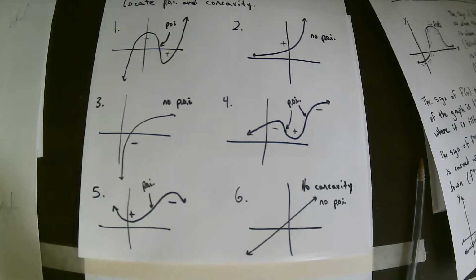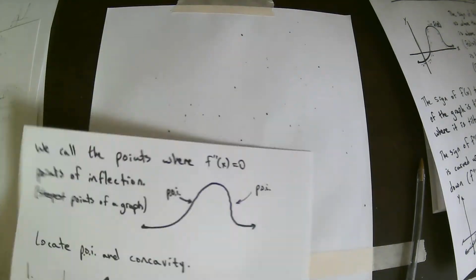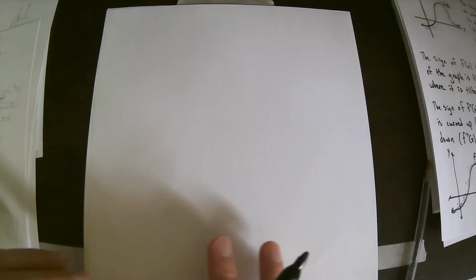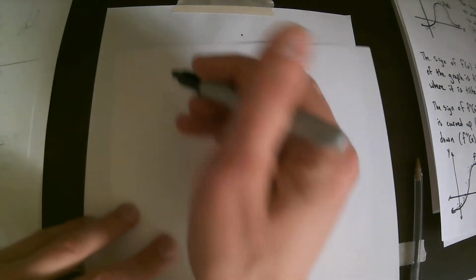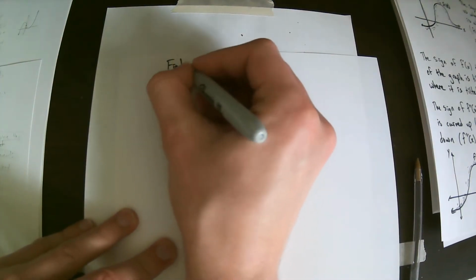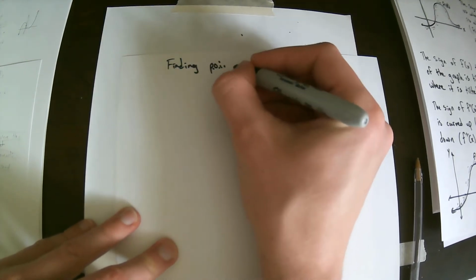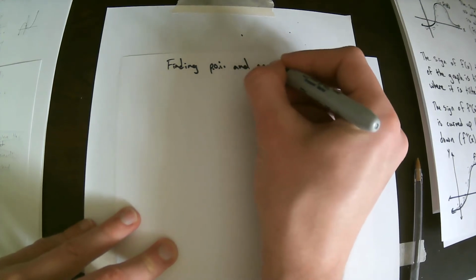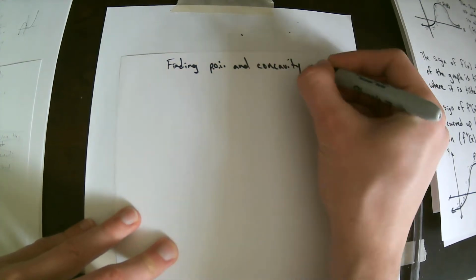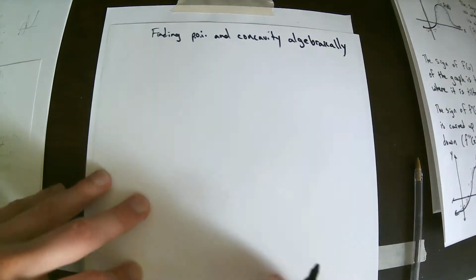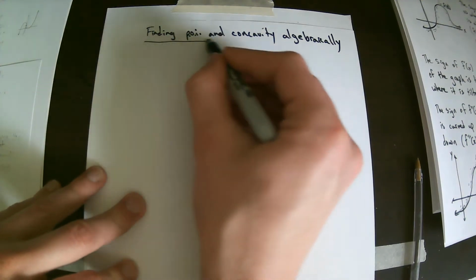Let's see. Let's do some finding of concavity and points of inflection with some algebra. So I'll call this finding, given functions defined algebraically now. Finding points of inflection and concavity algebraically. Fairly simple to do it from a picture, you just got to know what you're looking for. But now let's find them algebraically.